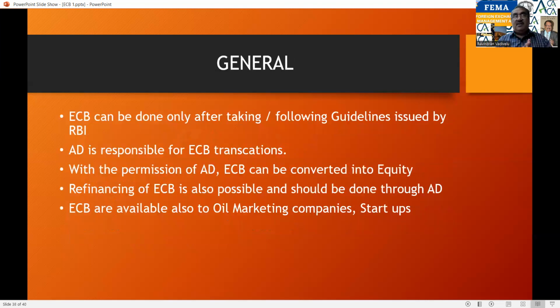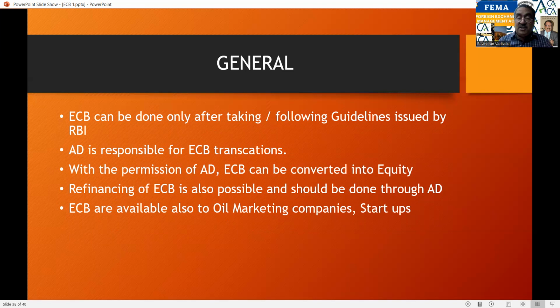In general, so far we have seen the automatic route, approval route, and overall eligibility. And I am going to discuss a few general highlights. ECB can be done only after following the guidelines issued by the RBI. So RBI's guidelines you have to follow. So who is responsible for ECB? It is the authorized dealer.